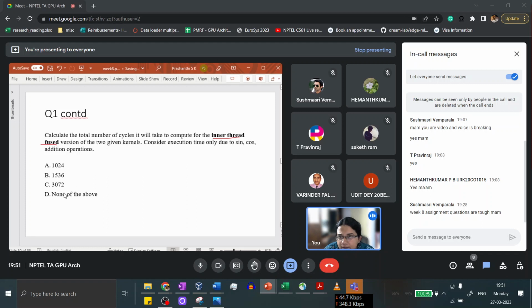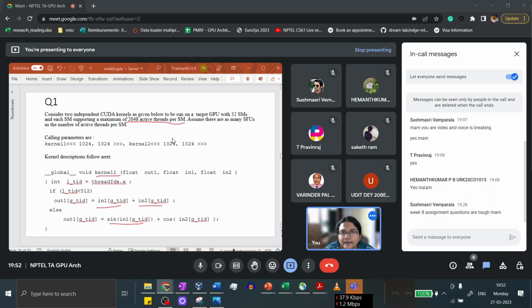Maybe quickly note down these options and we'll go back to the kernel definitions. I'm sure it's a long question, so you'll need some details from there. I'll just pause here and then go back. So here are your four options. None of the above, 1024, 1536, 3072. And you're asked for inner thread fusion.